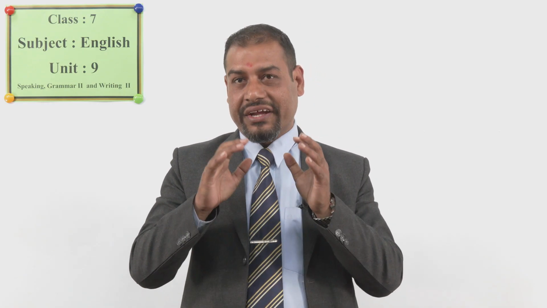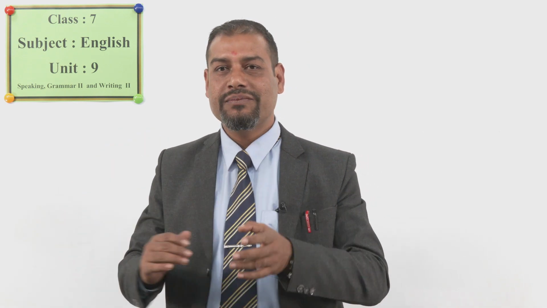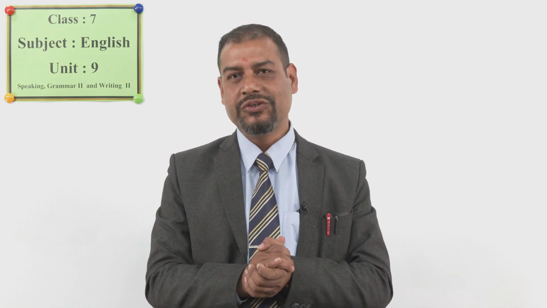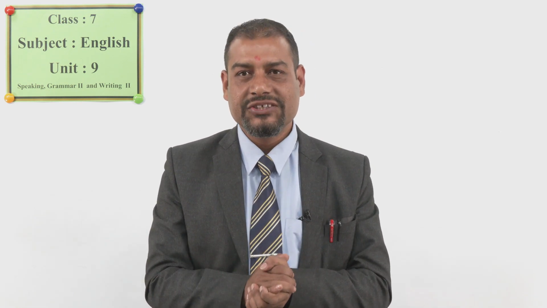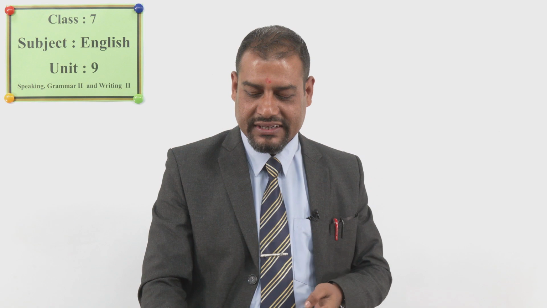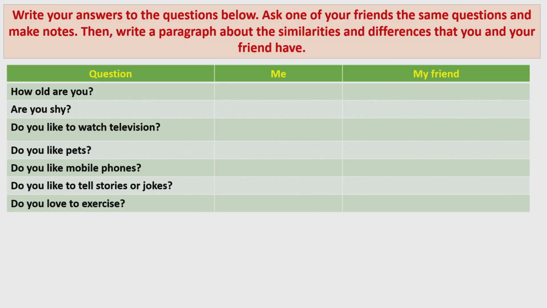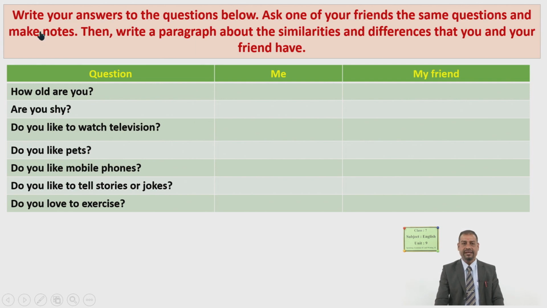Dear students, now again we have one more task that we have to do under writing 2. So all of you turn to page. Have you seen writing 2? Good. Then what do you see there? Yes, there is a table and we have an instruction, okay? And the instruction says, write your answers to the questions below. Ask one of your friends the same questions and make notes. Then write a paragraph about the similarities and differences that you and your friend have.